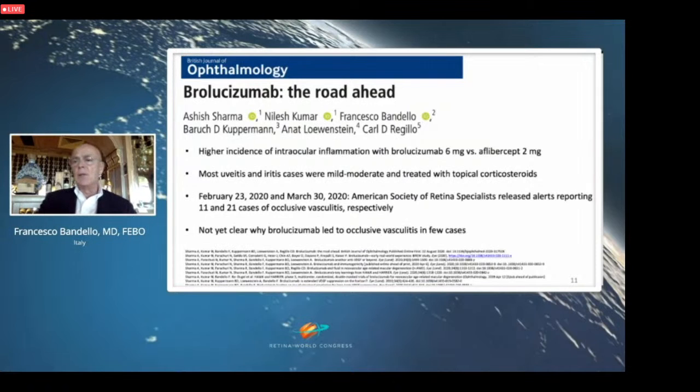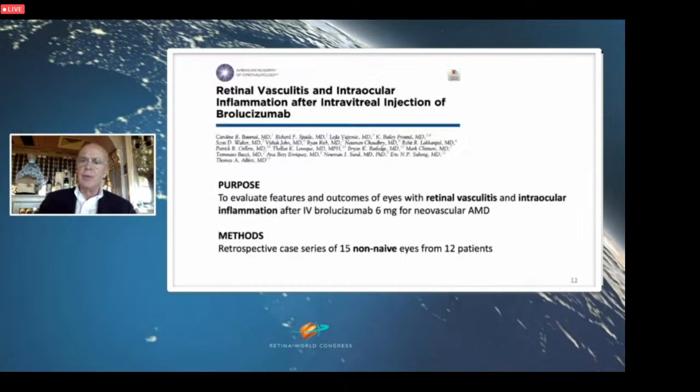But the American Society of Retina Specialists, in February and March 2020, produced a document in order to make some kind of alert among the eye doctors community about the use of these drugs because of the risk of some kind of intraocular inflammation. So at the moment, we are still not able to know what is the real reason why this kind of drug is responsible for this higher number of complications.